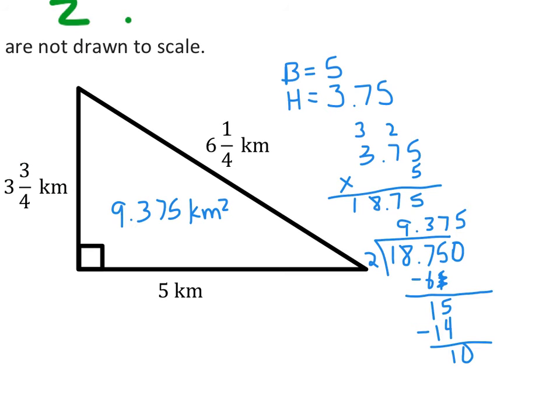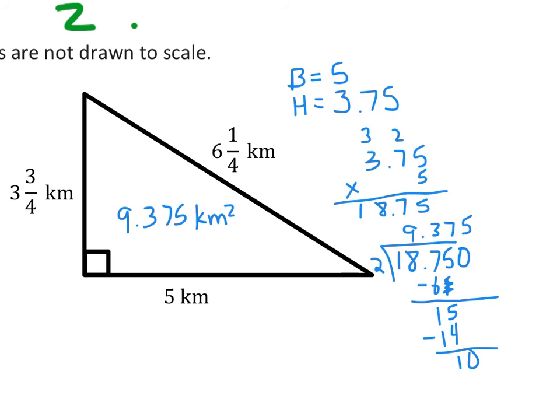For number 2, we have the base of 5 kilometers, and we have a height of 3 3/4 kilometers. I did it as decimal form because it's easier when I have a whole number and a decimal in my mind. So I multiply base times height, then I get 18 3/4, and then I divide 18 3/4 by 2, and I get 9 3/8, which is 0.375 in decimal form. And so my area is 9 and 0.375, or 9 375 thousandths, or 9 3/8 kilometers squared.